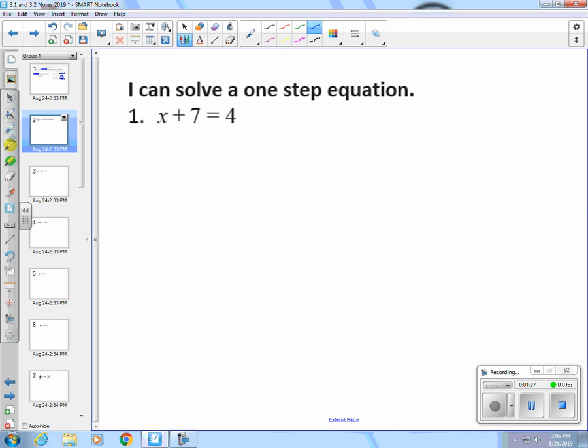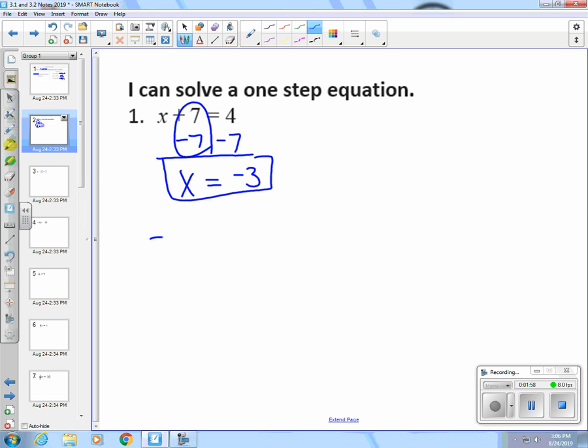This one has x plus 7 equals 4. Since 7's being added, the inverse operation of addition is subtraction. So we want to subtract 7 on both sides of the equal sign. And that means that these two numbers will cancel each other out, and we're left with plain old x on the left side. And on the right-hand side, we get a -3. X equals -3 is going to be our answer.